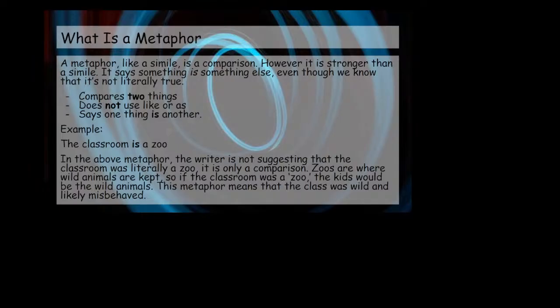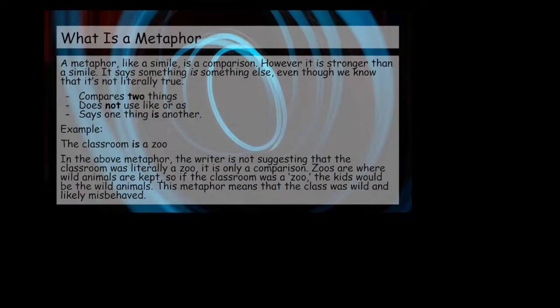So basically, we have this example here. It says the classroom is a zoo. That's not saying that the classroom is literally a zoo. It's comparing the classroom to the zoo. In the above metaphor, the writer is not suggesting that the classroom was literally a zoo. It is only a comparison. Zoos are where wild animals are kept, right? So if the classroom was a zoo, the kids would be compared to the wild animals.